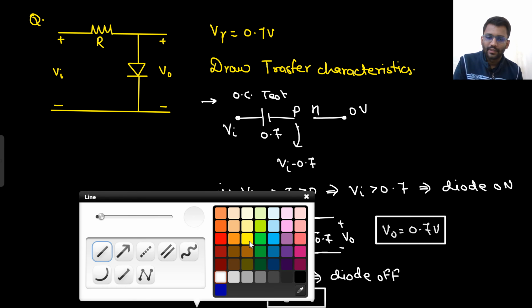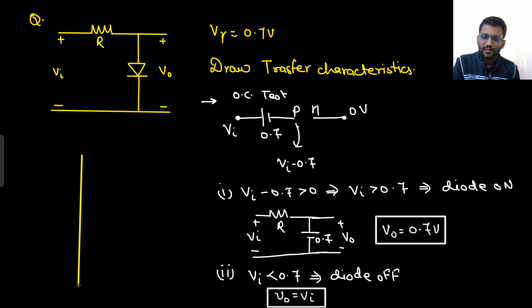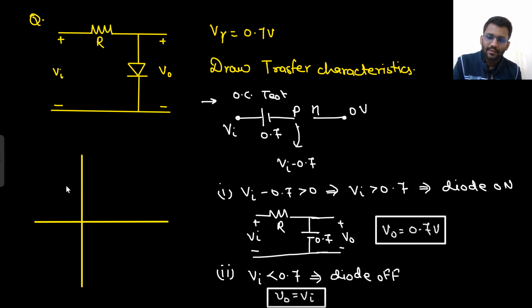Right? So let's draw the graph now. V out versus V in. What do we call it? Voltage transfer characteristics. What point did we call it? Transition point. So what is the transition point? At V in equals to 0.7 something happening.